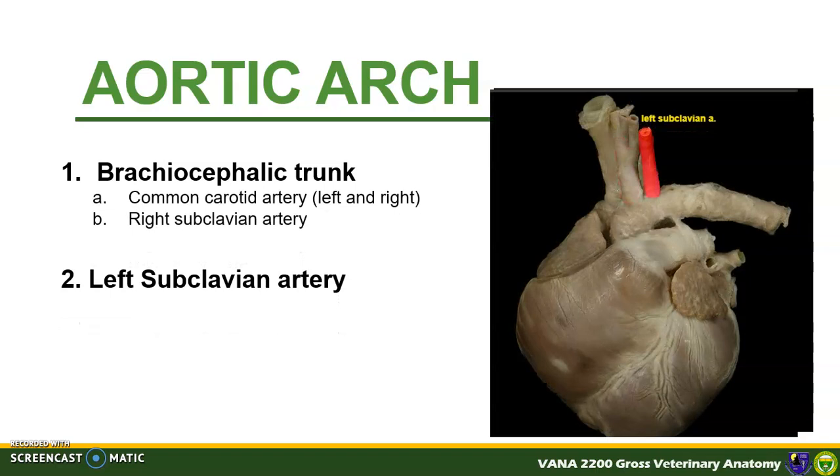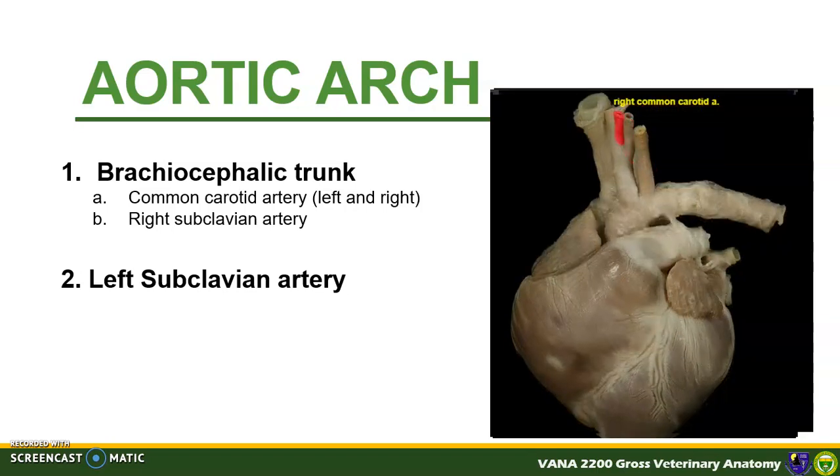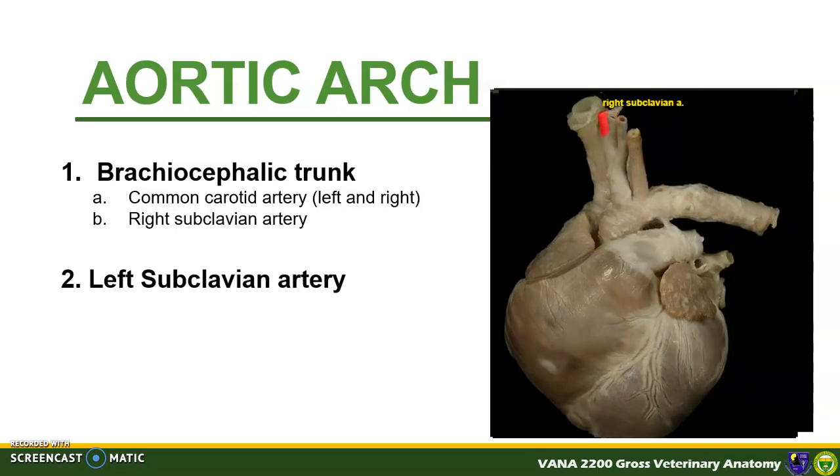The brachiocephalic trunk gives rise to the common carotid artery. The left common carotid artery and the right common carotid artery ascend to the neck, supplying the head, face, and the brain. The brachiocephalic trunk also gives rise to the right subclavian artery. Both the right and left subclavian arteries supply the neck, thoracic limb, and the cranial portion of the thoracic wall.